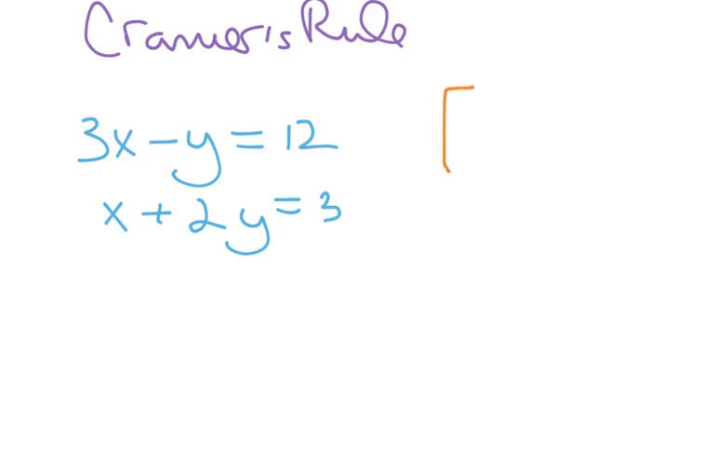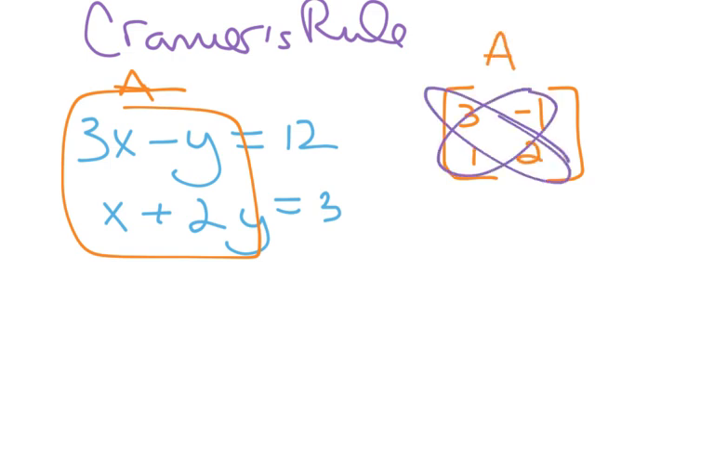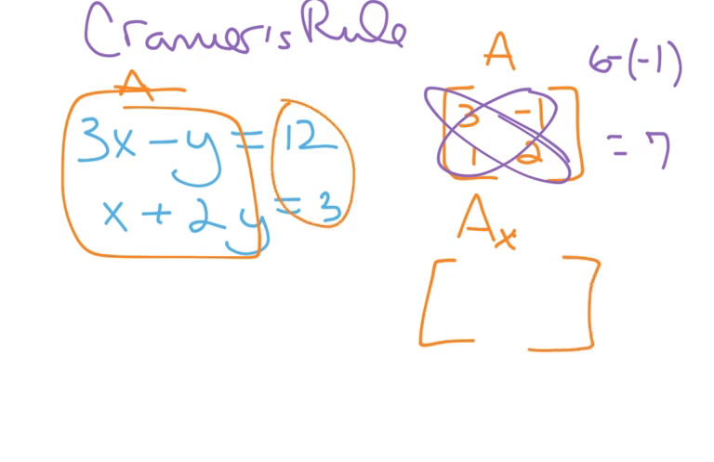So you set your matrix up using the coefficients. So this would be considered A, using the coefficients here. So it's 3, negative 1, 1, 2. So that's matrix A. So I find the determinant of matrix A. So that's 6 minus a negative 1. So mind your negatives. So that's 7. And then matrix A subscript X, the X's are replaced with the solution. So now instead of 3, 1, I've got 12, 3 there. The Y's are still the same. Find the determinant just like the other one. So 24 minus negative 3, so that's going to be 27.